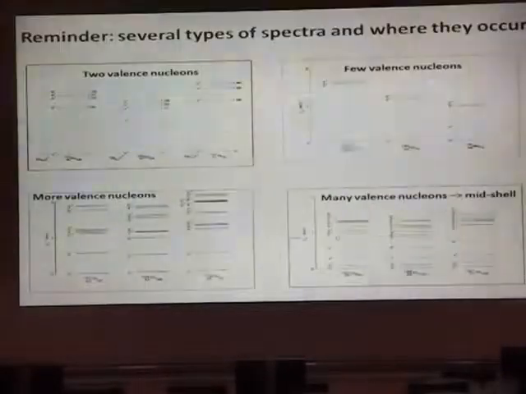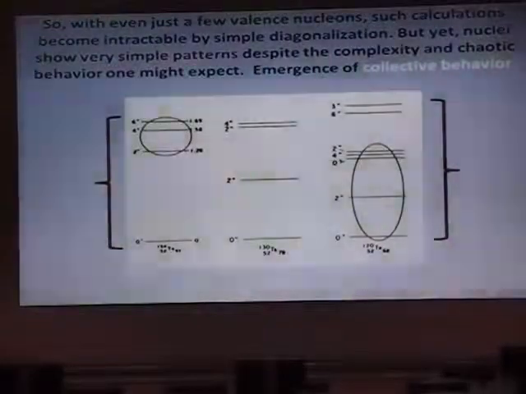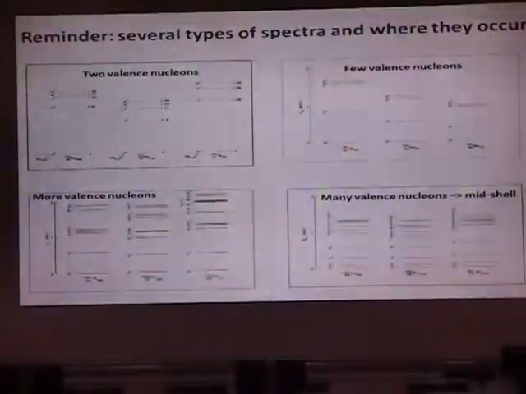How can we understand this? This is just a reminder slide. 2 valence nucleons, a few valence nucleons, more valence nucleons, and many. R42 here is on the order of 2. Yeah, R42 here is about 2. And R42 here is about 3.33.